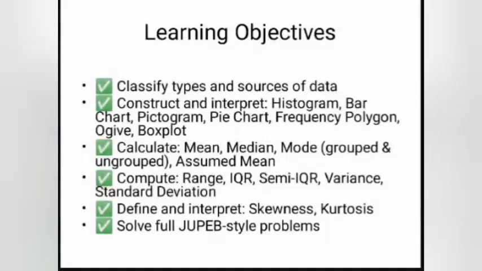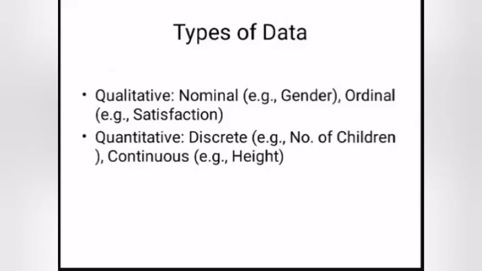Then we would also know how to calculate the mean, median, and mode of both grouped and ungrouped data, and also finding the mean using assumed mean. Then we also learn how to compute range, interquartile range, semi-interquartile range, variance, and standard deviation. Then we learn how to interpret and define skewness and kurtosis. Then we solve a full JUPEB question.